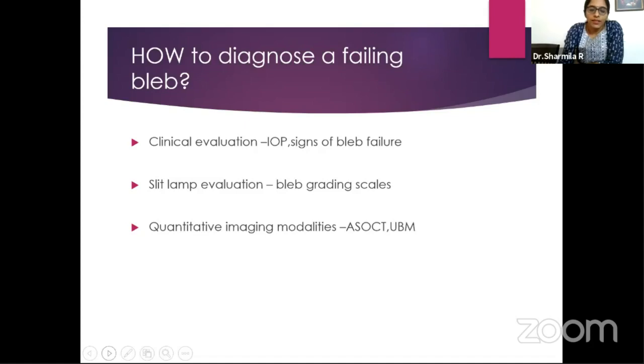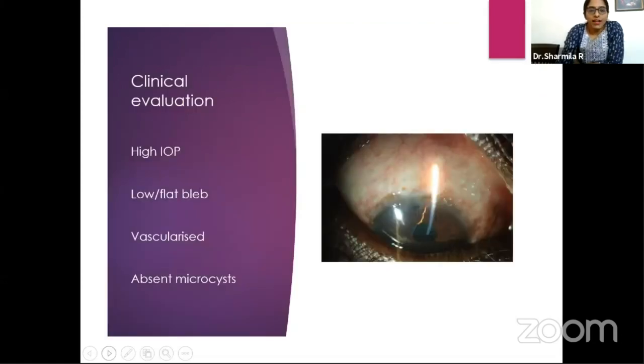So appearance of the bleb is usually done with the help of a slit lamp using a lot of bleb grading scales. However, this method is subjective and it does not give an exact quantitative assessment of the bleb function. So in order to get a quantitative assessment, we may have to go for imaging modalities like an anterior segment OCT or a UBM.